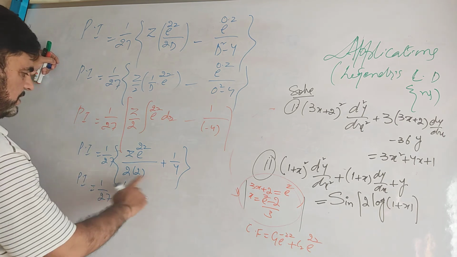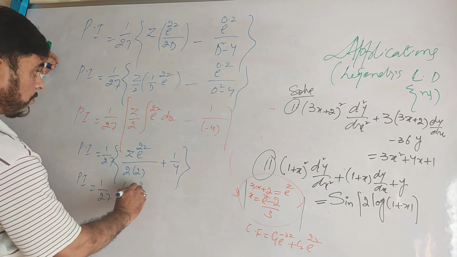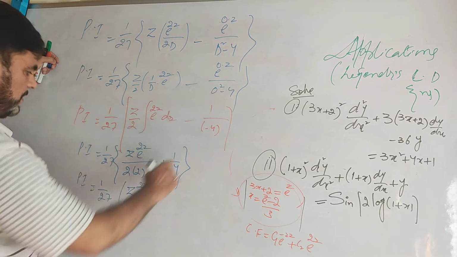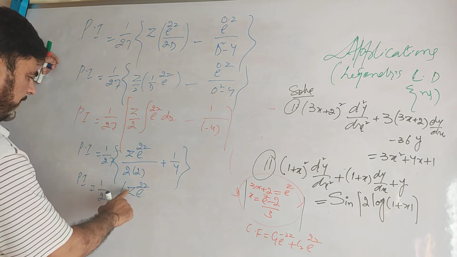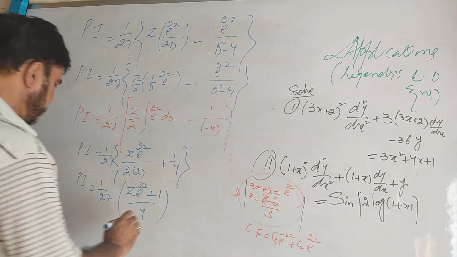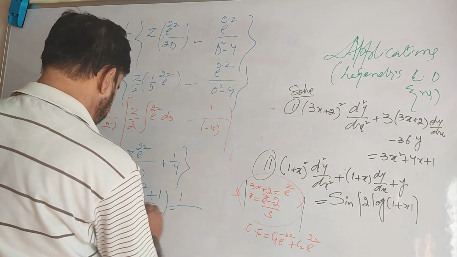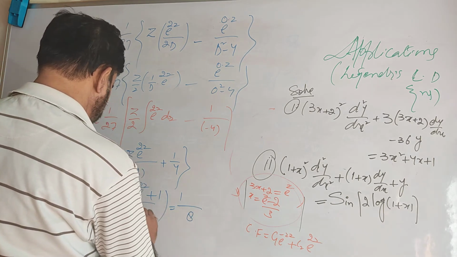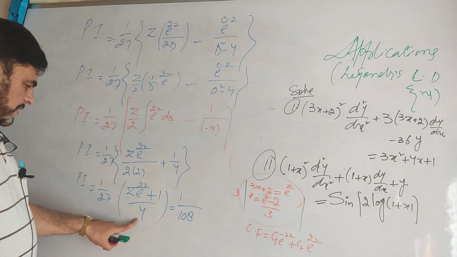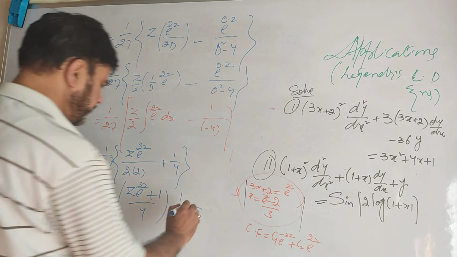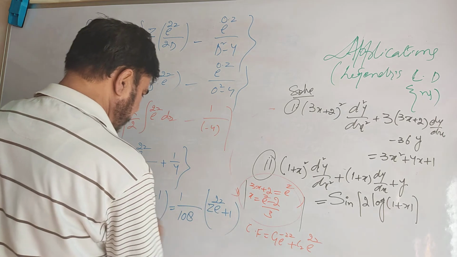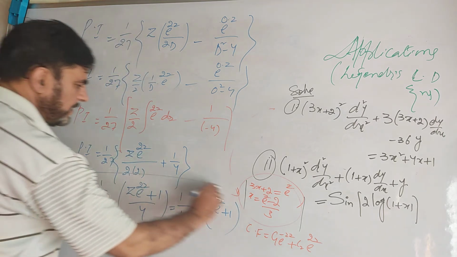You can take 4 here as LCM. It is z e raised power 2z. This was minus, yes, it is plus. So z e raised power 2z, it is now plus 1 by 4, and this is your 1 upon 108. Just to look, 4 7s are 28, then add together. Yes, it is z e raised power 2z plus 1. This is your particular integral.